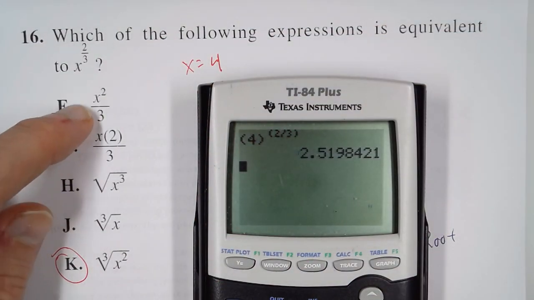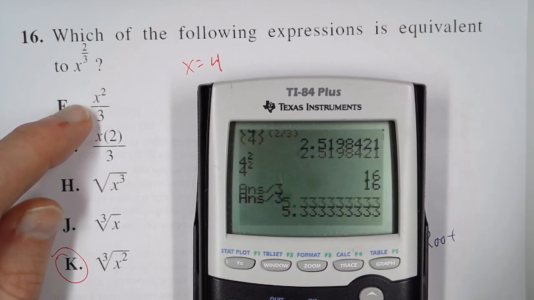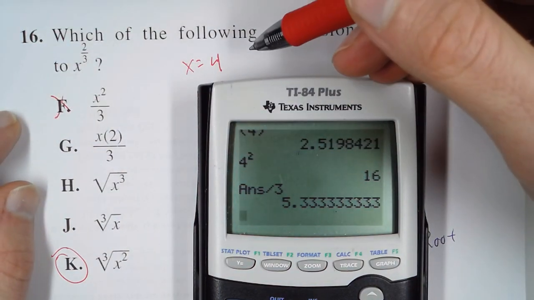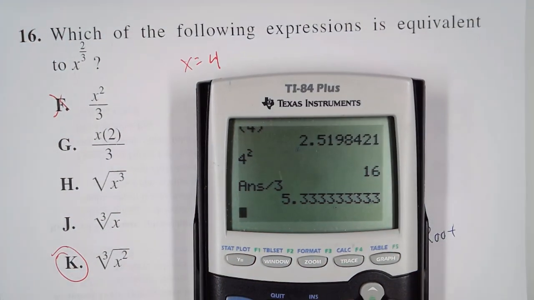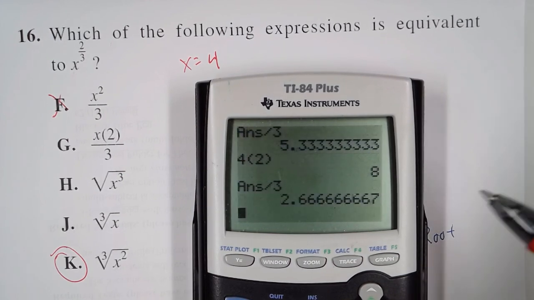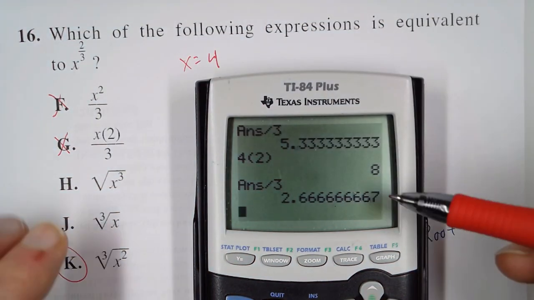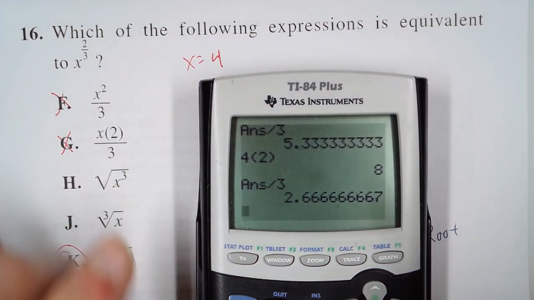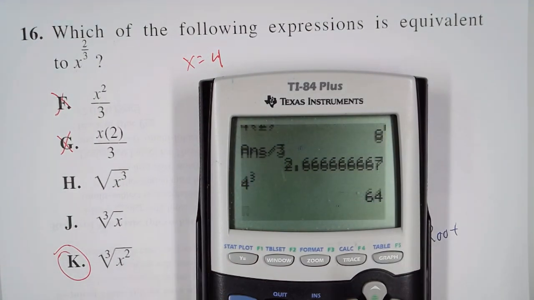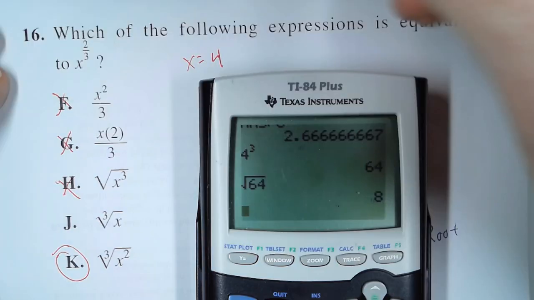So let's try this one. So 4 squared divided by 3. Nope. That doesn't work. Let's try the next one. X times 2, so that's 4 times 2 divided by 3. Again, we're looking for 2.519. So nope, didn't work. Here, we want the square root of x cubed. So I'm taking 4 to the 3rd power, and then we're going to take the square root of that. And we get 8, not 2.519.